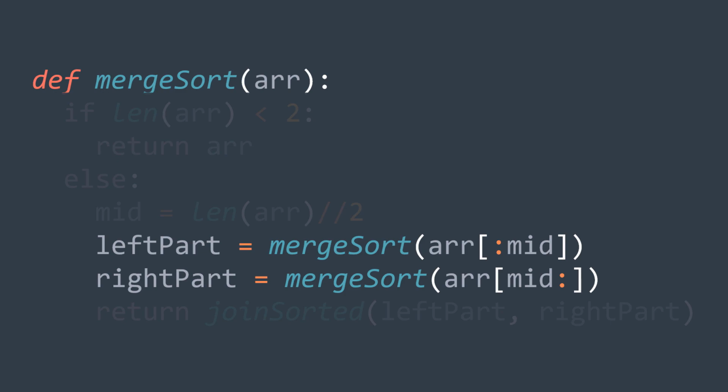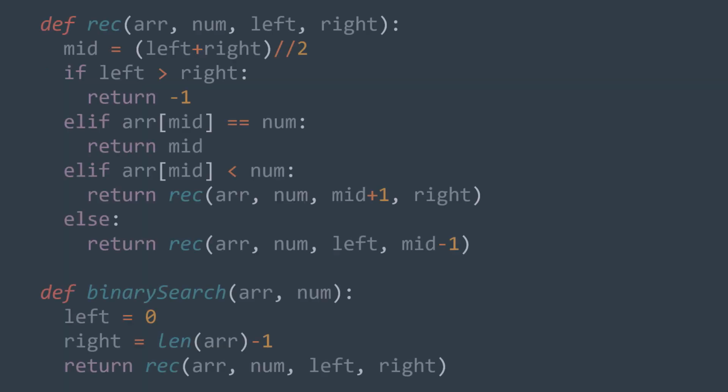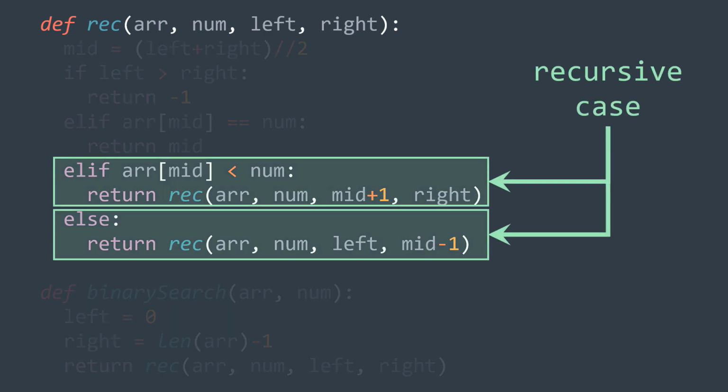Before jumping to the process of how it works, I want to clarify something important. There is a difference between a recursive function with multiple recursive calls and one with multiple recursive cases. A function can have multiple recursive cases, like in binary search, an example that we've seen earlier. You can see that the recursive function has two recursive cases, one when the element in the middle is smaller than the element we're searching for, and one when it's greater.